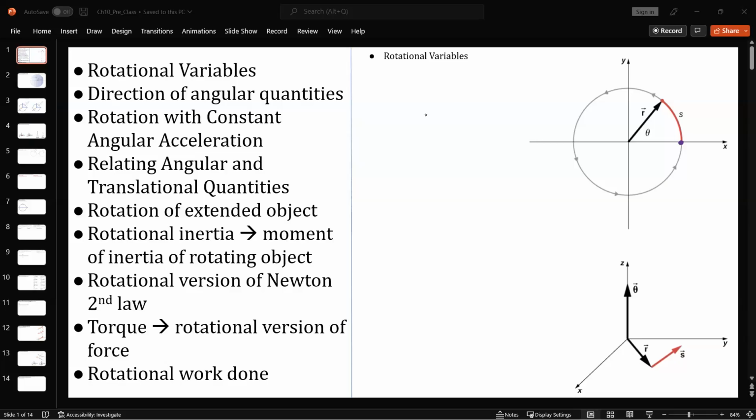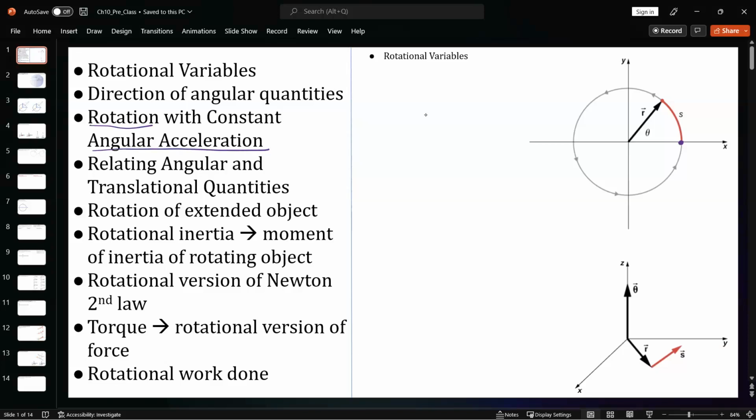Chapter number 10. In this chapter, our main focus is rotational objects. So we will talk about rotational variables, angular quantities. One of the important topics is rotation with angular acceleration, constant angular acceleration.